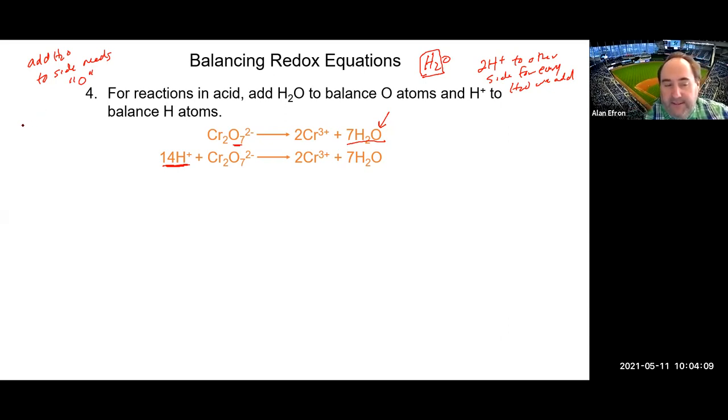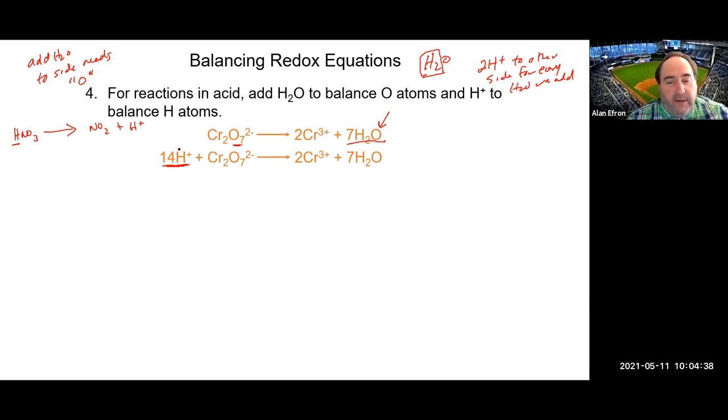Speaking of hydrogen, there could be a situation where you start out with an extra hydrogen on one side versus the other. In this situation as well, you could just add an H plus to the other side. So again, we use H plus to balance out hydrogen. And if you start out with one less hydrogen there, you want to add it in to begin with. Otherwise, you'll be short hydrogens.